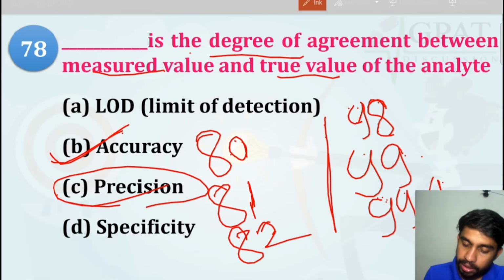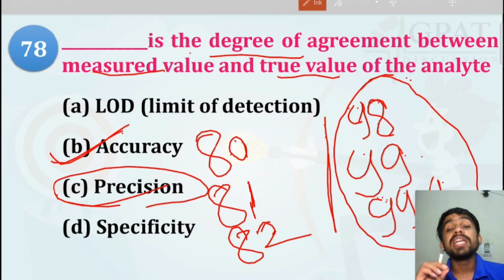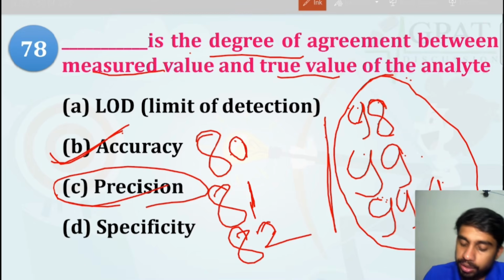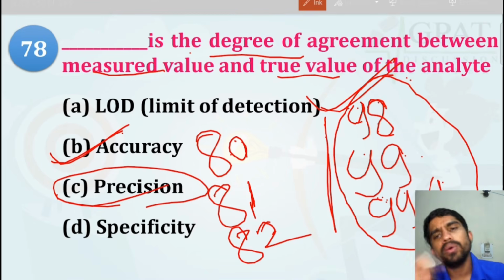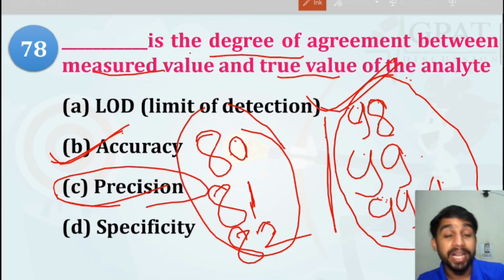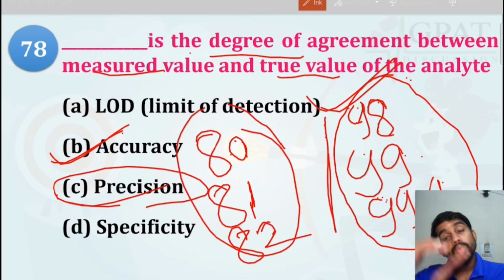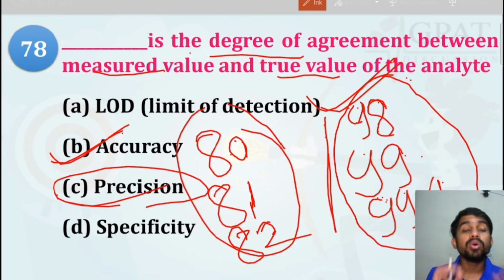So these values are close to each other, as well as close to the true value, because the true value is 100. So these values are accurate as well as precise. Person A's values are not close to the true value, but are close to each other. If values are close to each other, that comes under precision. If values are close to the true value, that comes under accuracy.